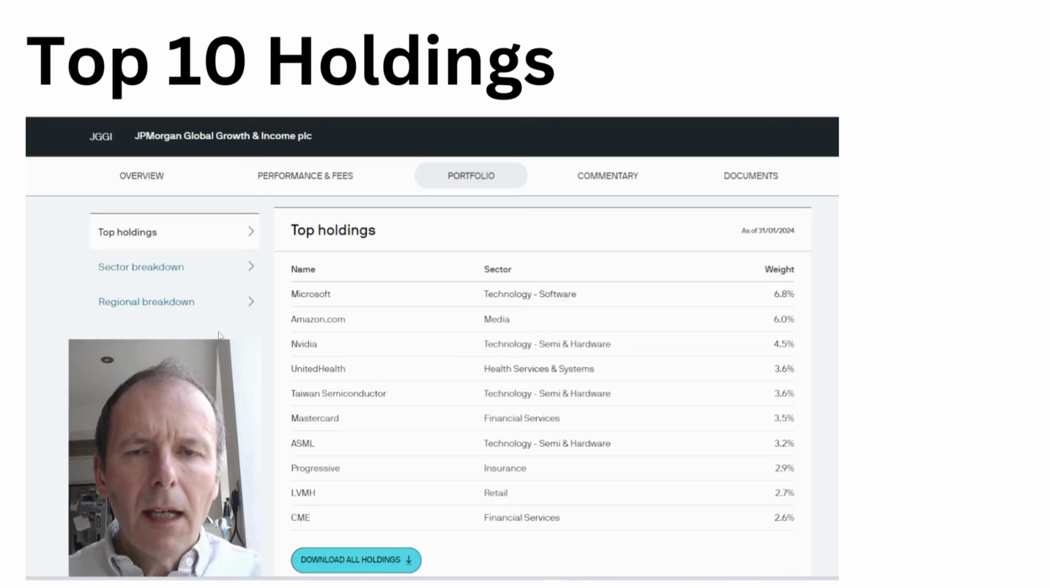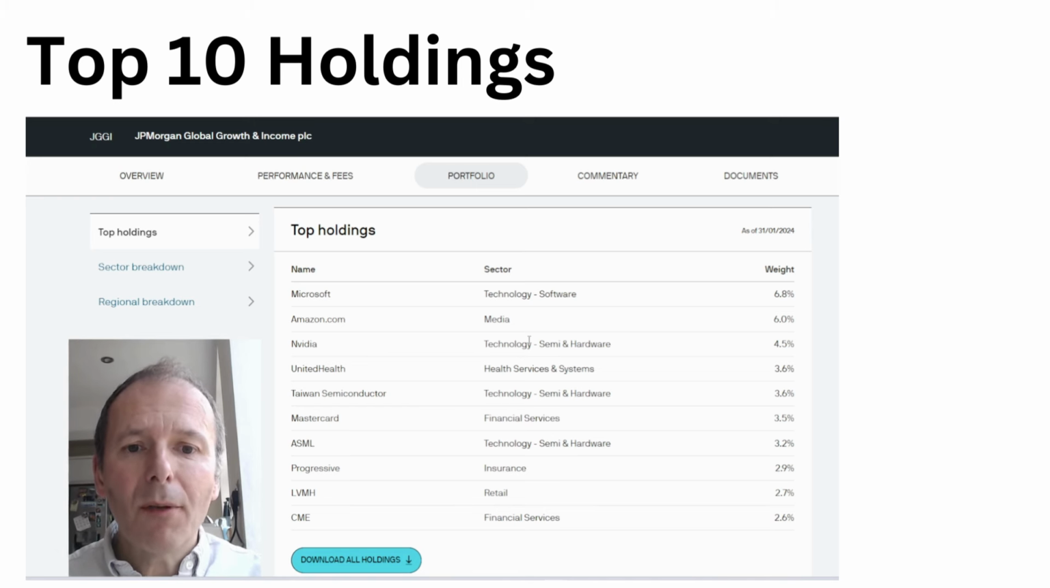Funds have to disclose their top 10 holdings, but this is often unreliable because it includes funds they've held that have gone up a lot. So these are the top 10 holdings of JP Morgan Global Growth and Income, and Nvidia has a solid performance in the top 10 because it's increased in price so much recently.